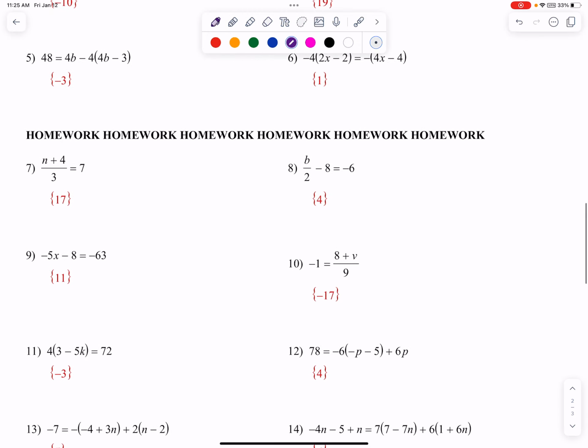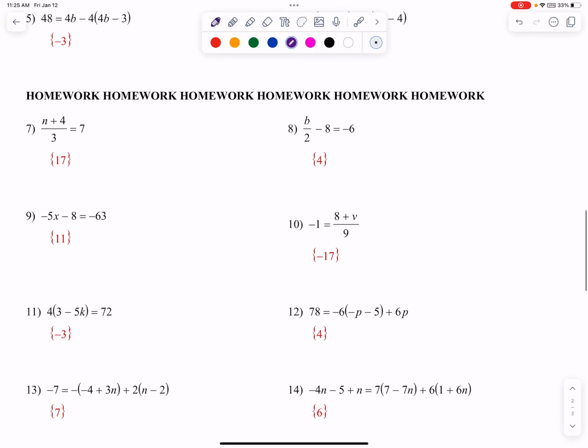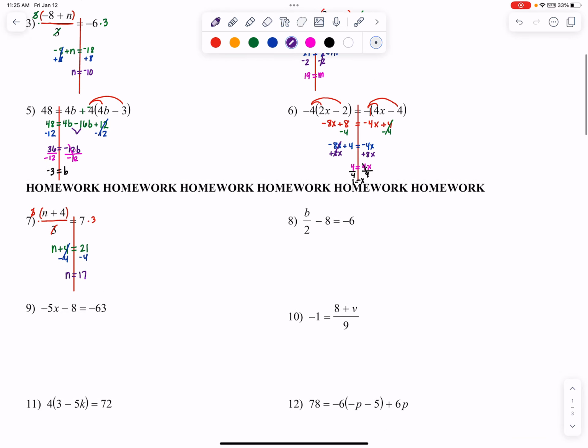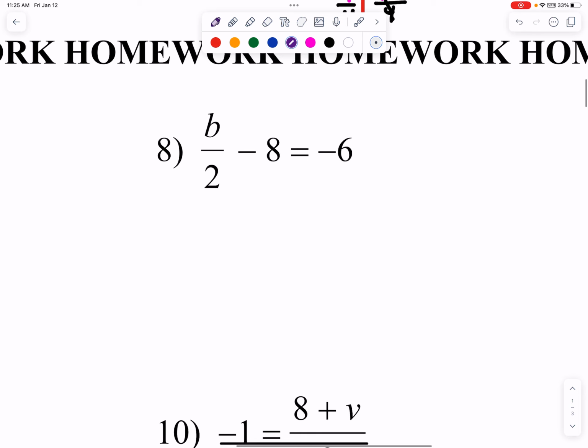Let's go ahead and check it. Number 7, yep, 17. The next one, the answer is 4. So let's go ahead and see here. I'm going to go ahead and separate my workspace real quick. All right, first thing is going to be to get rid of the 8 here because we do the most simple first. Remember, we're doing SADMERG.